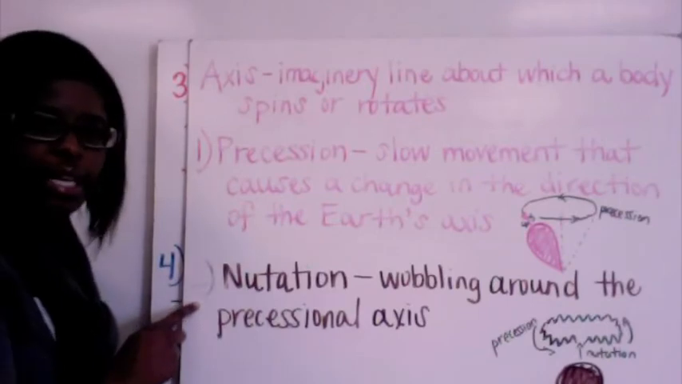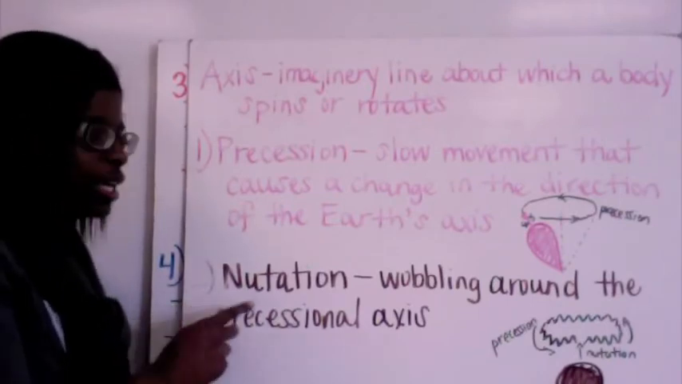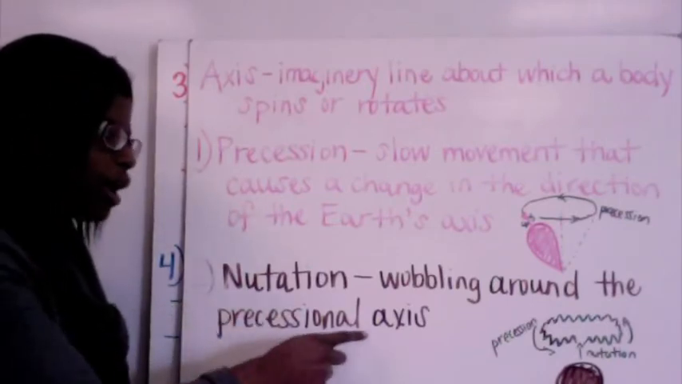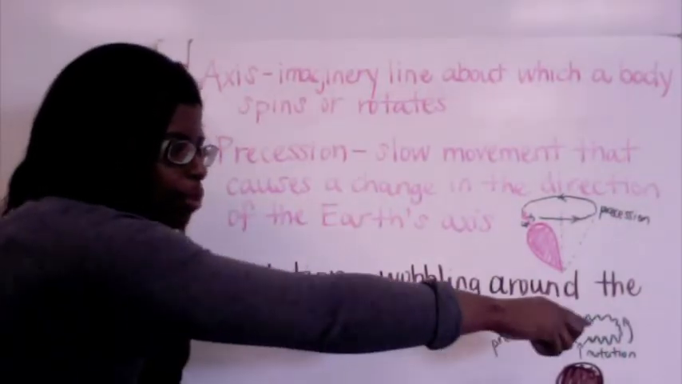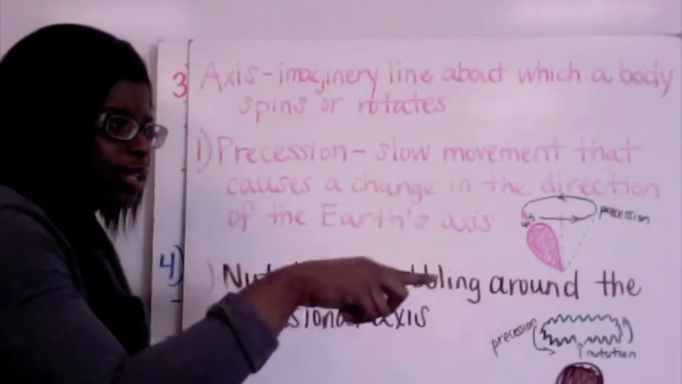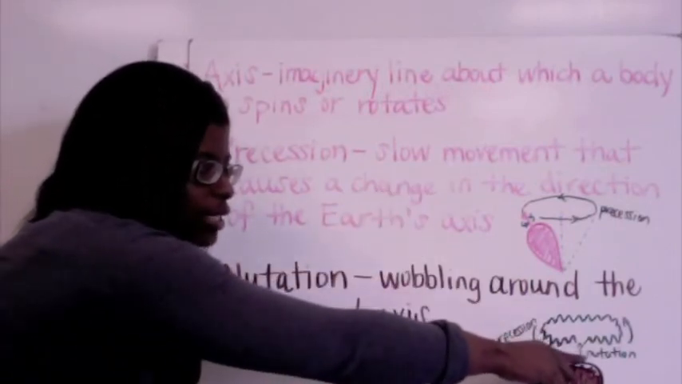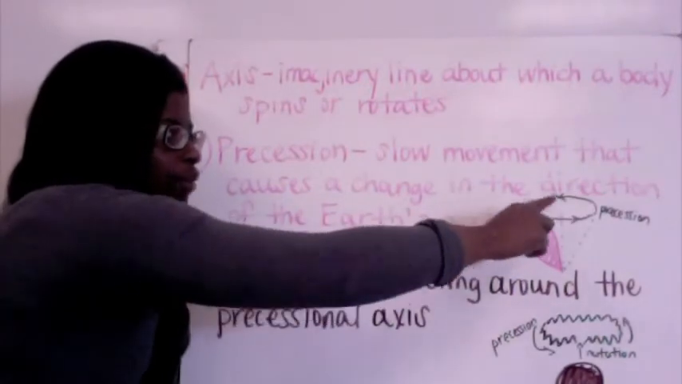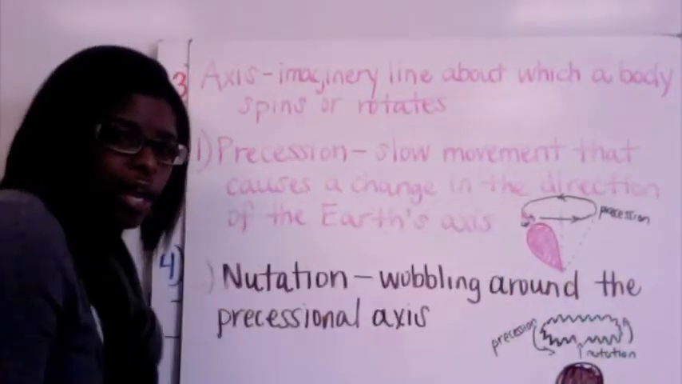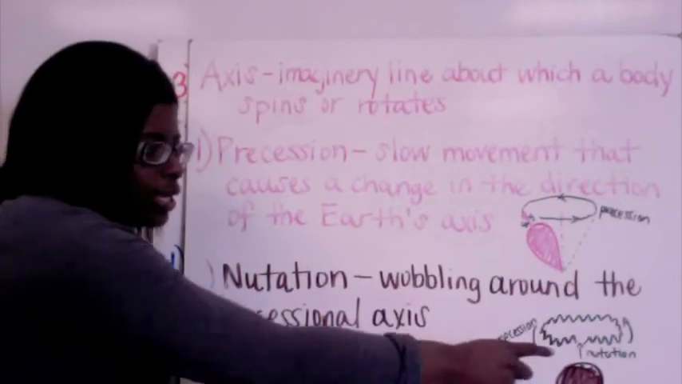So then our second one is nutation, and it's the wobbling around the precessional axis. So if you look here, I tried to draw a separate picture, and if you see this vibrational force that's kind of going around in the circle, that's what a nutation actually is. So you have the precession going around, and the actual vibrating force that's going around through the precession is the nutation.